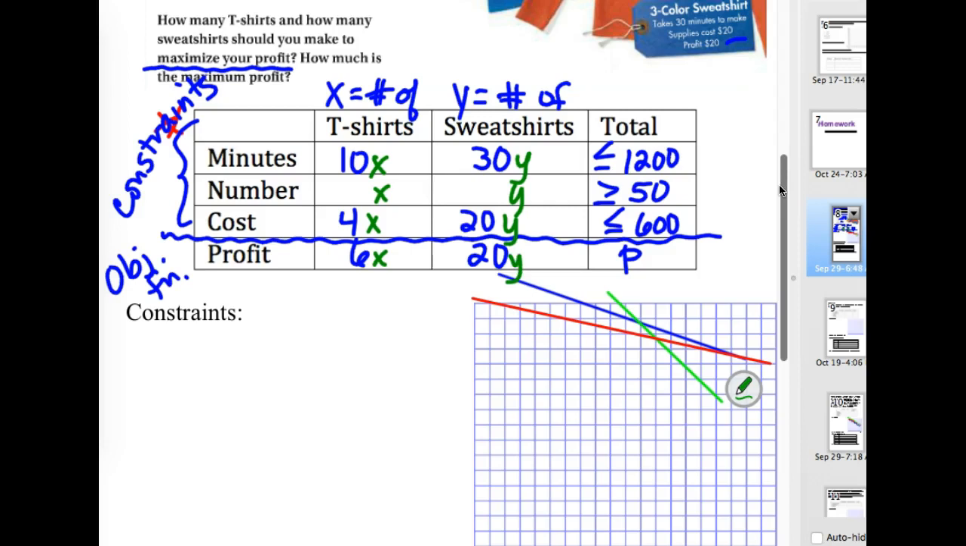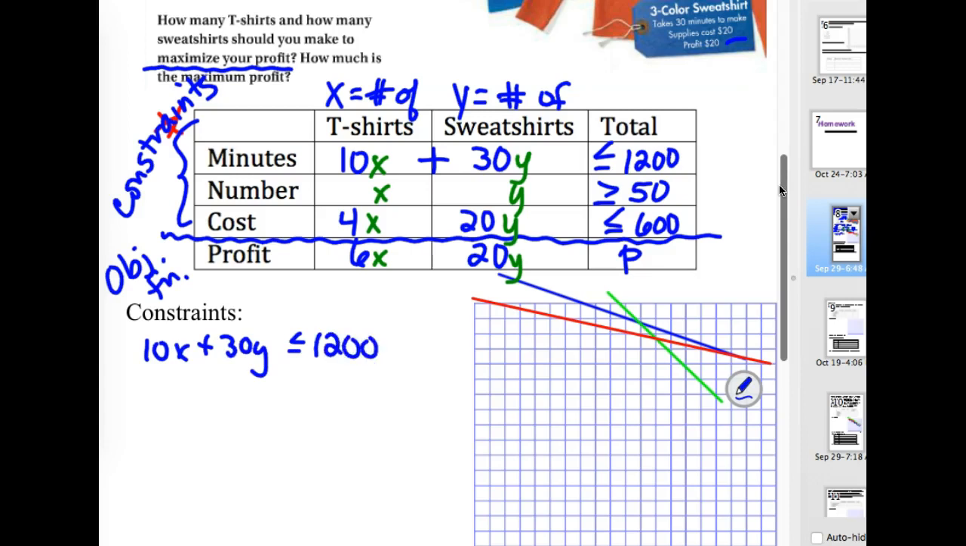Okay? And if we add the t-shirts and sweatshirts together, it has to be under my total. Does that make sense? So by organizing them in a chart this way, it's really all set up to just give you the constraints. So the first one I'm going to write is 10x plus 30y has to be less than or equal to 1200.